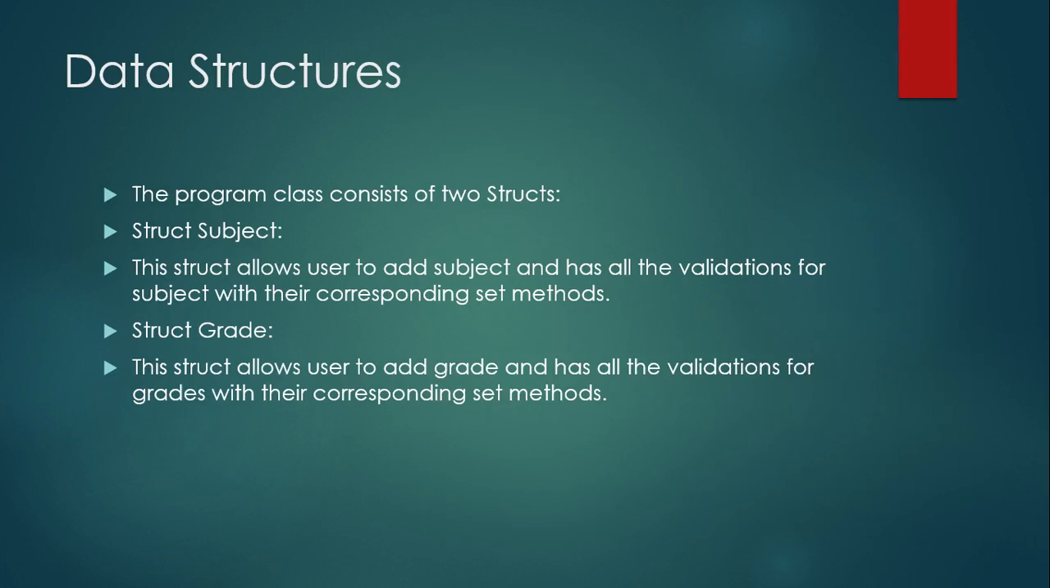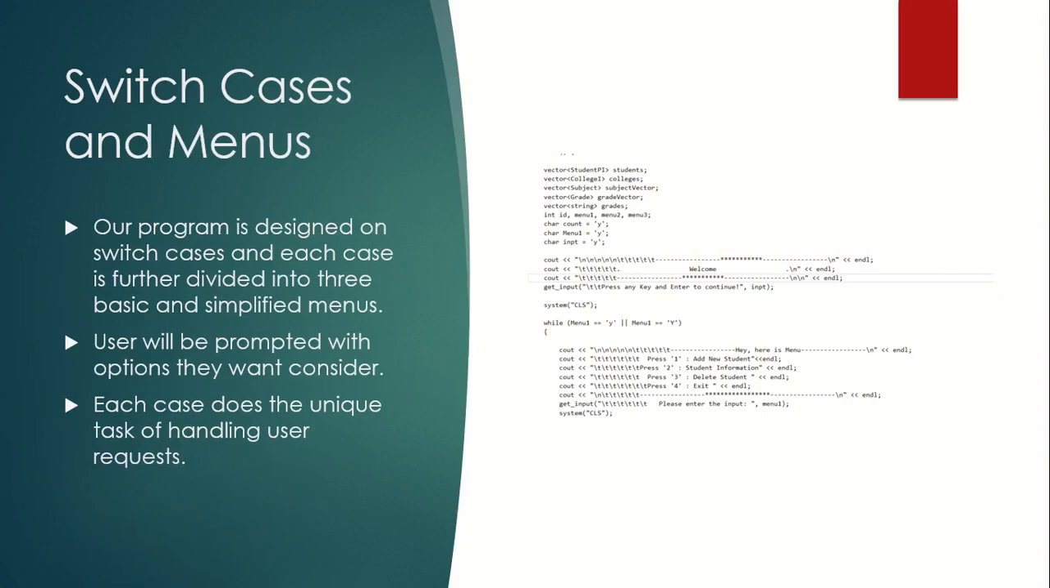Data structures. The program class consists of 2 structures. The structure of the subject allows users to add a subject and has all the validations for the subject with their corresponding set methods. The struct grade allows users to add a grade and has all the validations for the grades with their corresponding set methods.